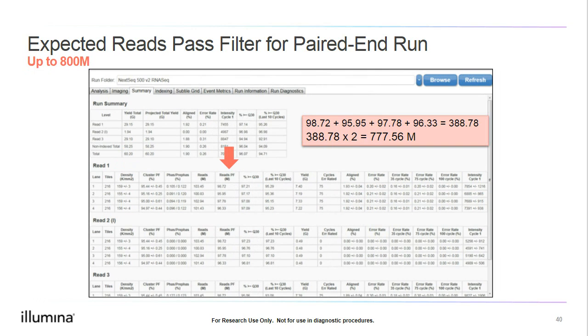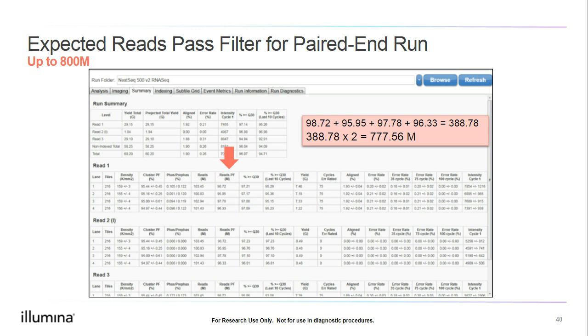Here is reads passing filter. To calculate the number of reads passing filter, look at the amount of reads in read 1 for each lane. For a single read run, add up all 4 lanes, which would be about 388 million reads in this example. For a paired end run, double that amount, which is about 777 million reads in this example.